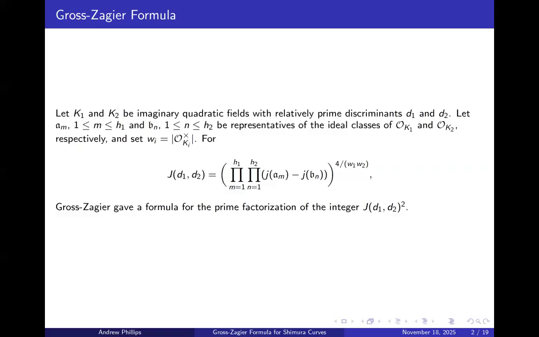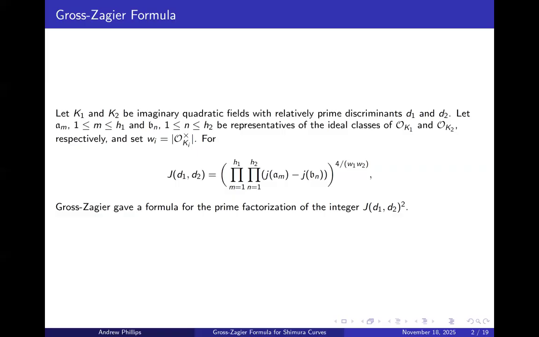Then let w_i be the number of units in each K_i, which are obviously finite numbers for imaginary quadratic fields. So what Gross-Zagier looked at is this number, capital J of D1, D2. They take this product, where this little j is the usual modular J invariant. They evaluate that at these representatives of the ideal class group, and they take the product of all those differences, and they raise it to some exponent, 4 over the product of these two numbers of units.